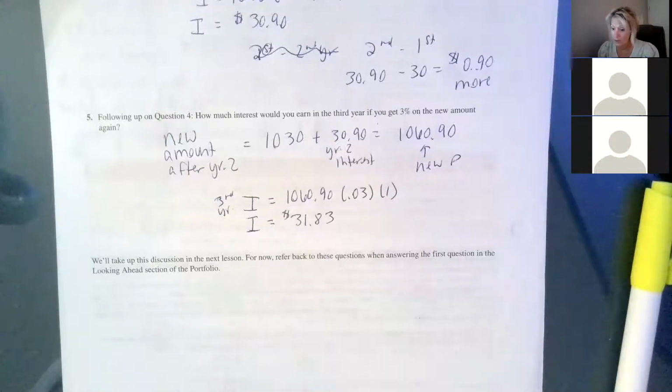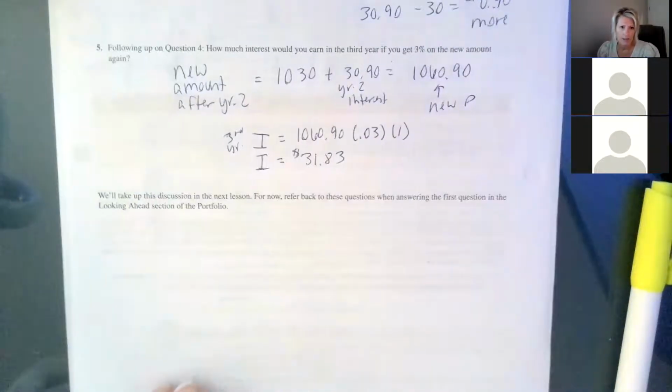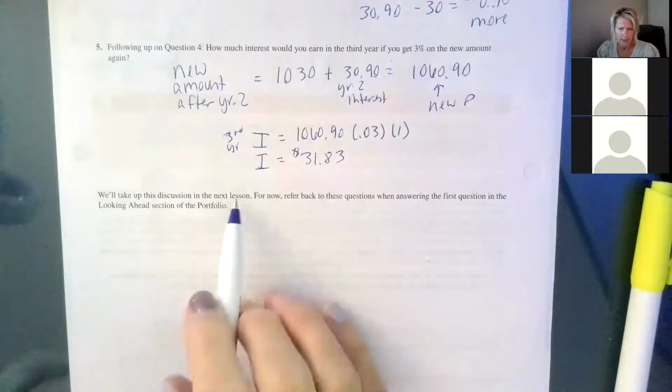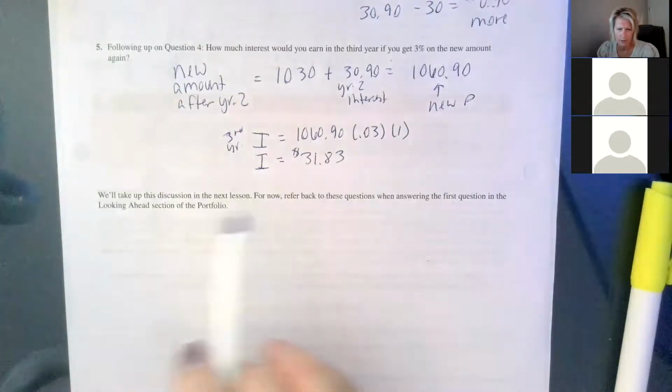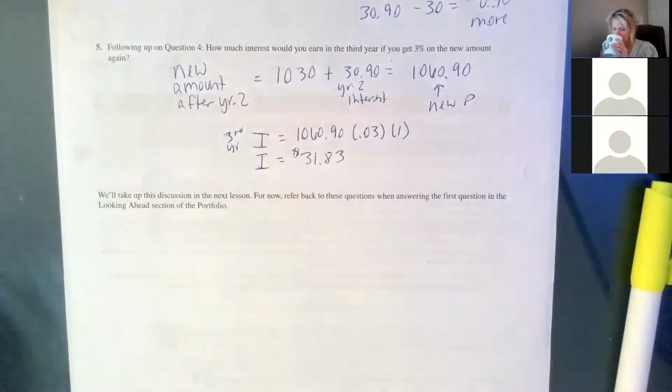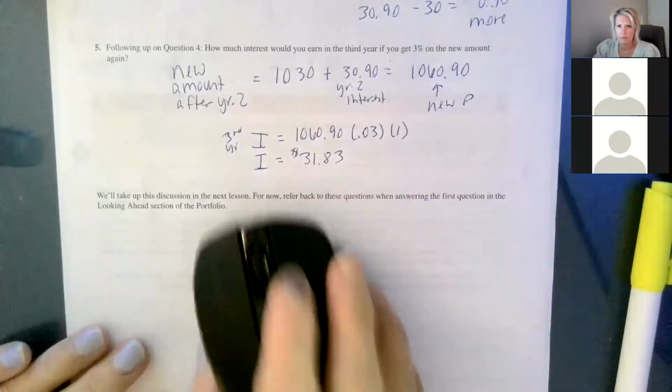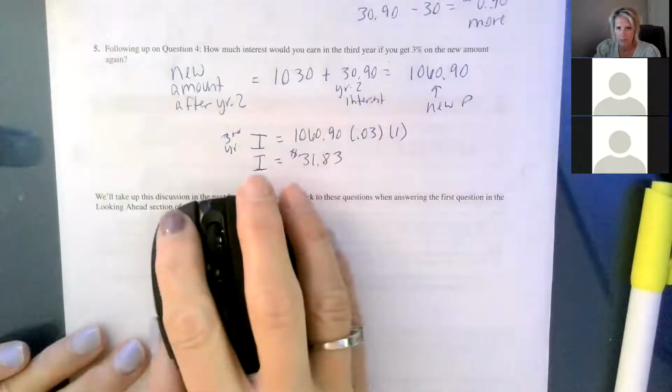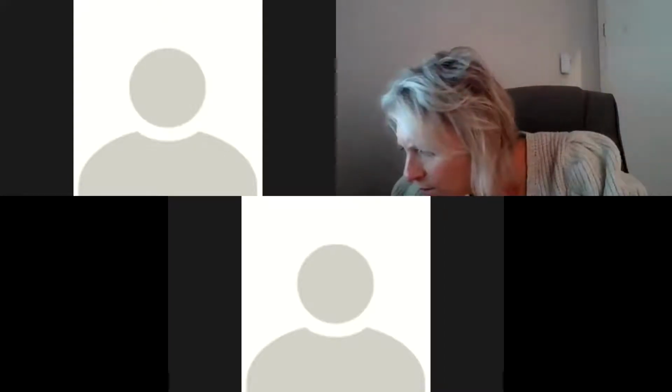So you can see what's going on here. It says, we'll take up this discussion in the next lesson. For now, refer back to these questions when answering the first question in the looking ahead section of the portfolio. So, we're going to go ahead to page 265, and we're going to do the extension problems, problems 1 through 9.